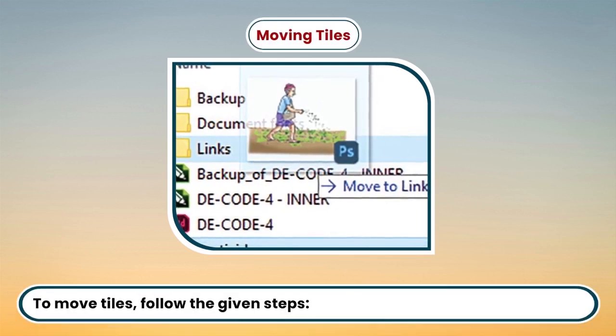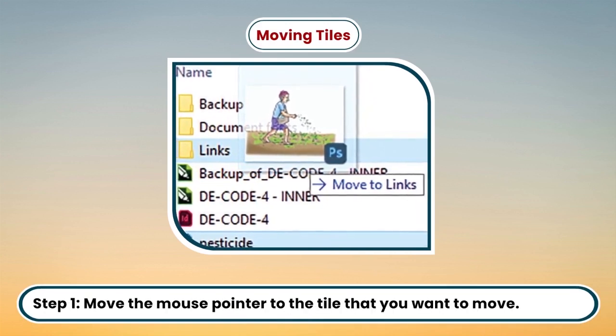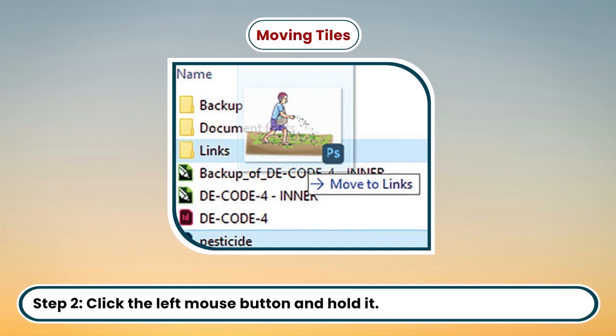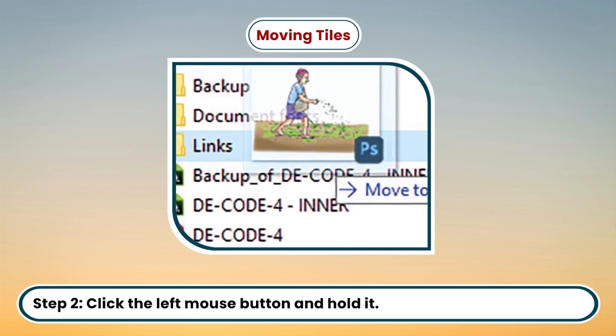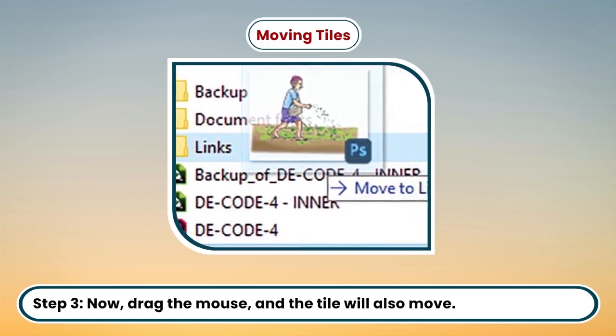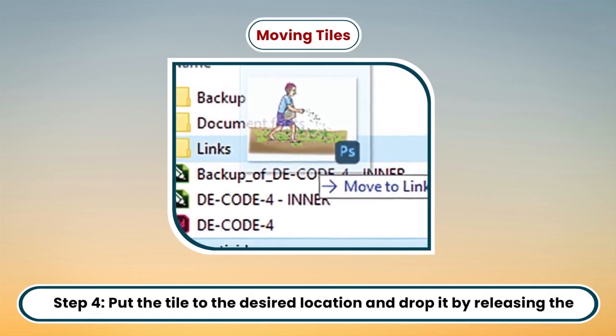Moving tiles. To move tiles, follow the given steps. Step 1. Move the mouse pointer to the tile that you want to move. Step 2. Click the left mouse button and hold it. Step 3. Now, drag the mouse and the tile will also move. Step 4.